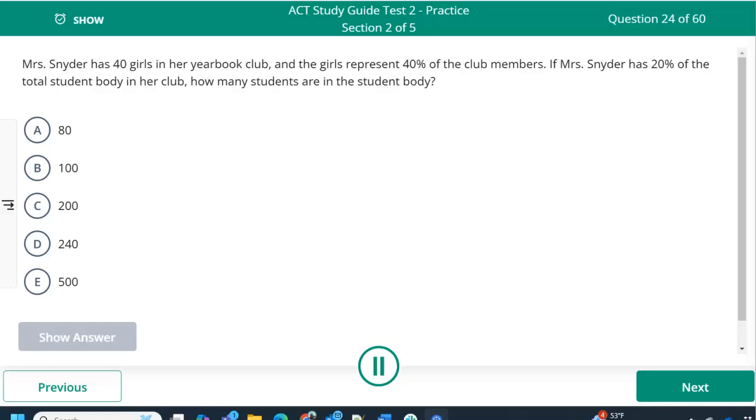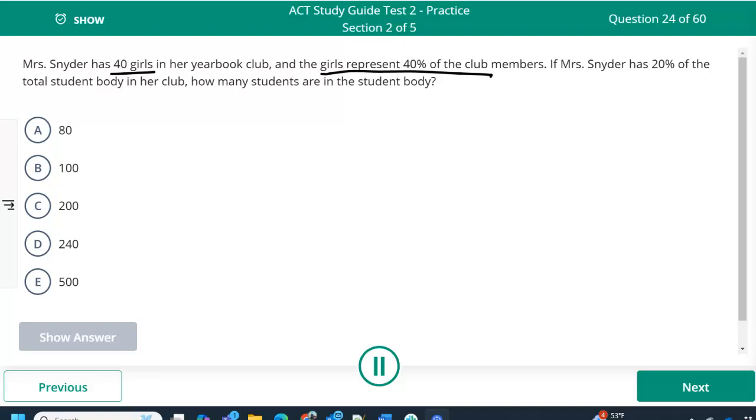Mrs. Snyder has 40 girls in her yearbook club, and the girls represent 40% of the club members. All right, let's make some notes here. She has 40 girls, and the girls represent 40% of the club.